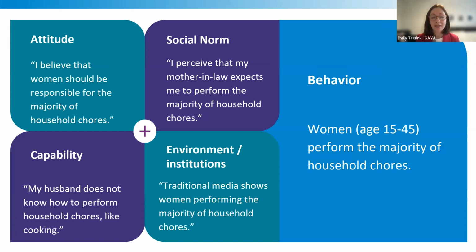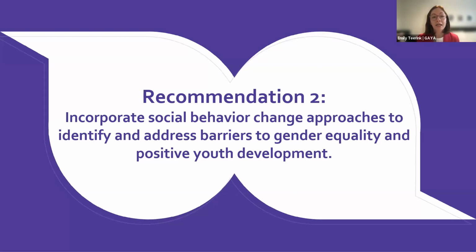Knowledge and environmental or institutional factors can also play a role. For example, my husband might lack the knowledge to perform household chores like cooking. Maybe he's never cooked before. Or radio programming might be reinforcing traditional divisions of labor in and outside of the home. A program that tries to shift only individual beliefs or attitudes, when there are potentially all of these other factors at play, can ultimately fail to shift behavior. Thus, our second recommendation is to incorporate social behavior change approaches to identify and address barriers to gender equality and positive youth development.